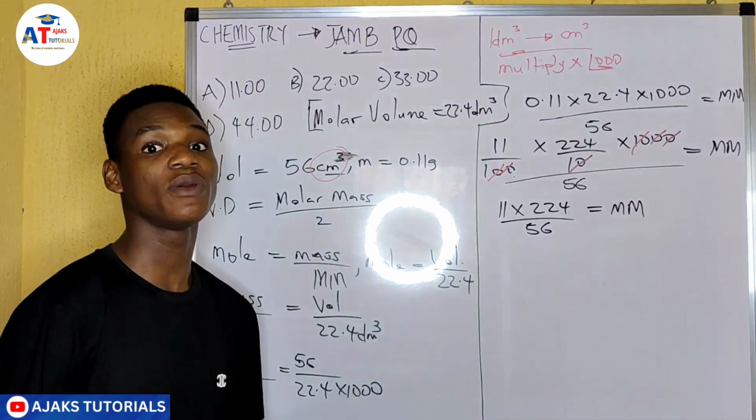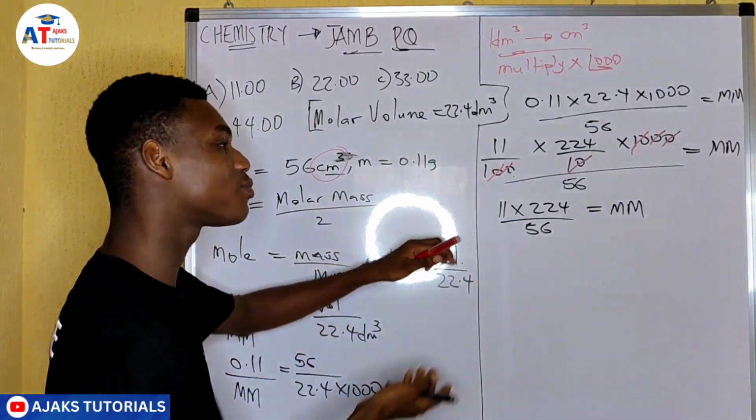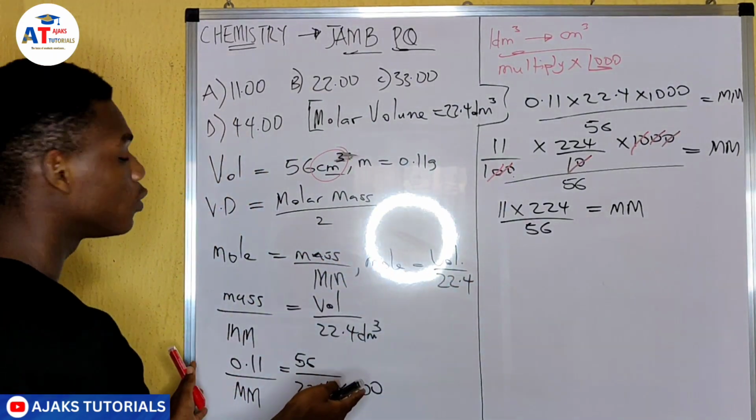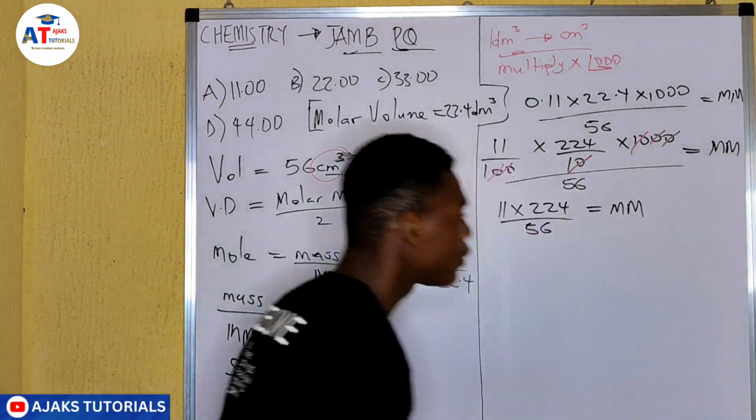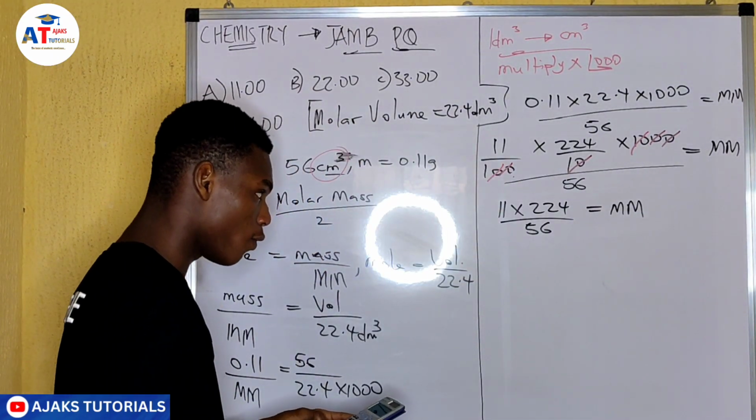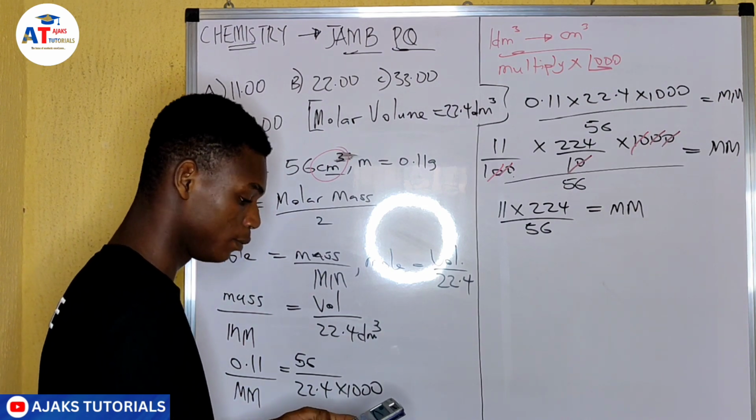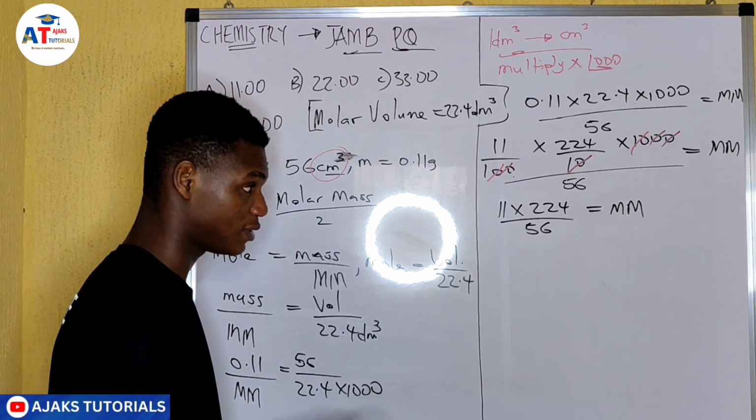With this, you can now simply punch on your calculator, because it's easier to calculate this than the whole thing. So I'm with my calculator here, let's do it together. 11 times 224 divided by 56 gives 44. Very good.